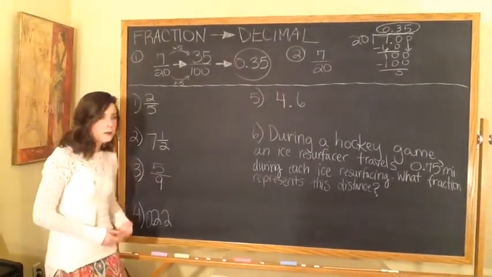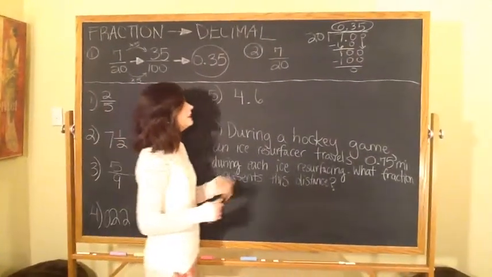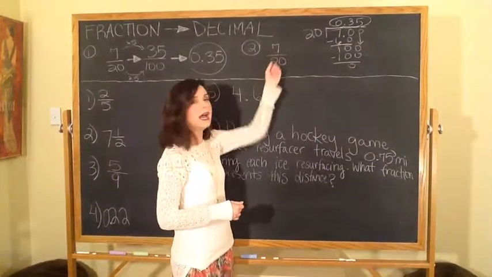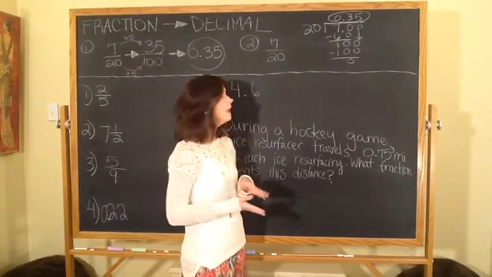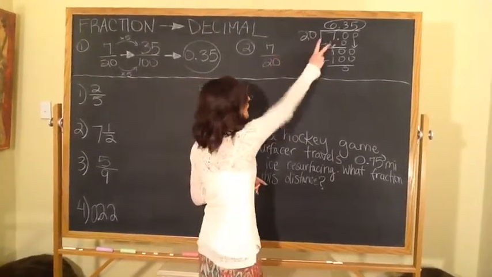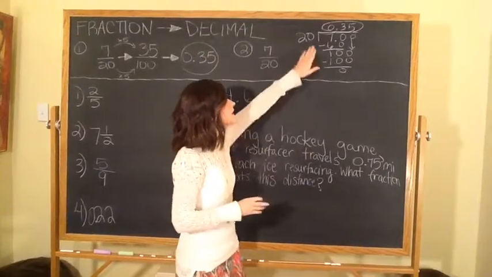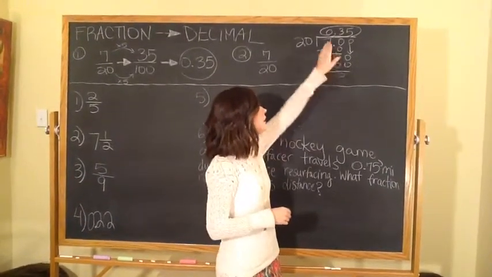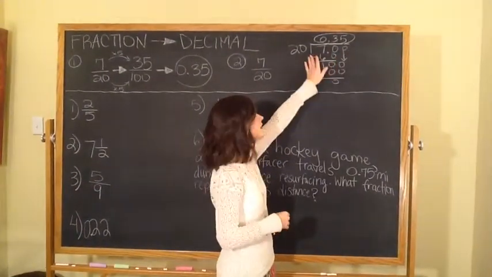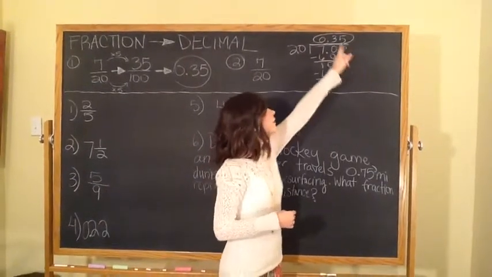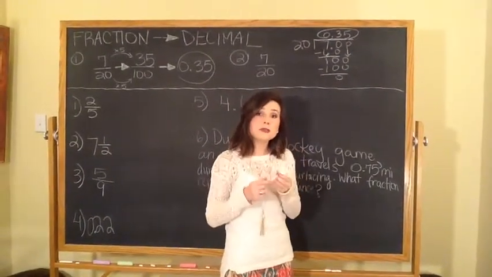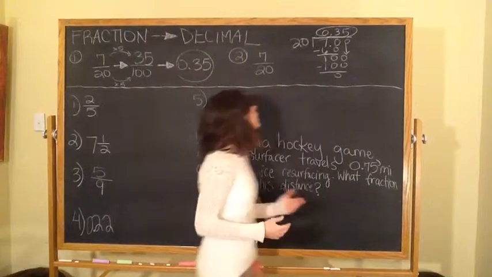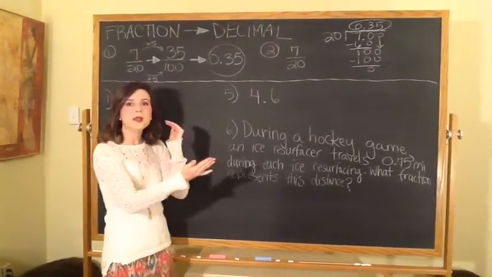So that's way one. The next way you could do it is by dividing the numerator by the denominator. So basically you flip it to the side and start dividing it. So if you would divide 20 into this, you would have to add a decimal because 20 does not go into 7, and so on and so forth, and you'll figure out that your decimal is 35 hundredths.